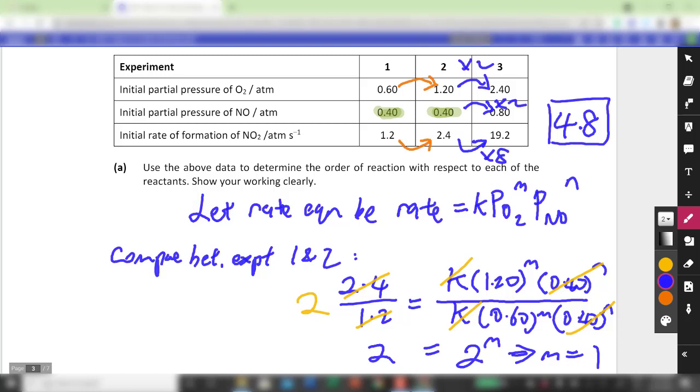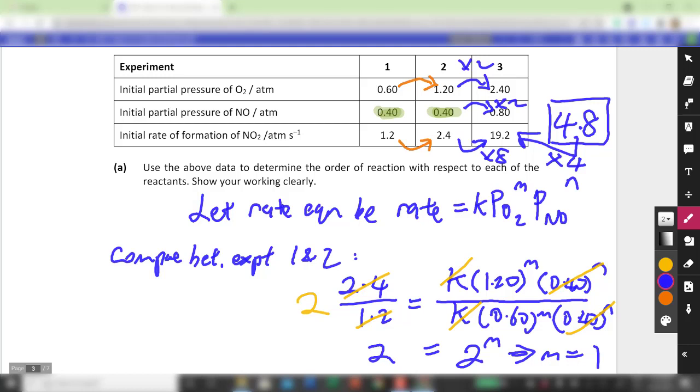However, that is not the case because the initial rate of formation of NO2 actually increases to 19.2. If you look at 4.8 and 19.2, that is an increase by 4 times. Over here you notice that the initial partial pressure of NO also doubles. So in this case, this increase by 4 times, or this quadrupling effect, must be due to the fact that you increase the initial partial pressure of NO by 2 times.